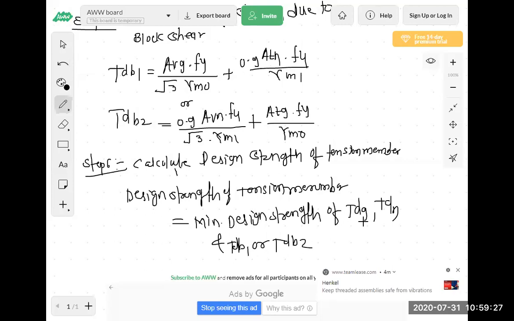What is TDG? TDG is the yielding of cross section. TDN is the rupture of critical section. TDB1 and TDB2 are the block shears. So among these three, steps number 3, 4 and 5, whichever strength is minimum will be your design strength of tension member. Are you getting it? So this is the procedure of the load carrying capacity of the tension members. So now we will start the problems.